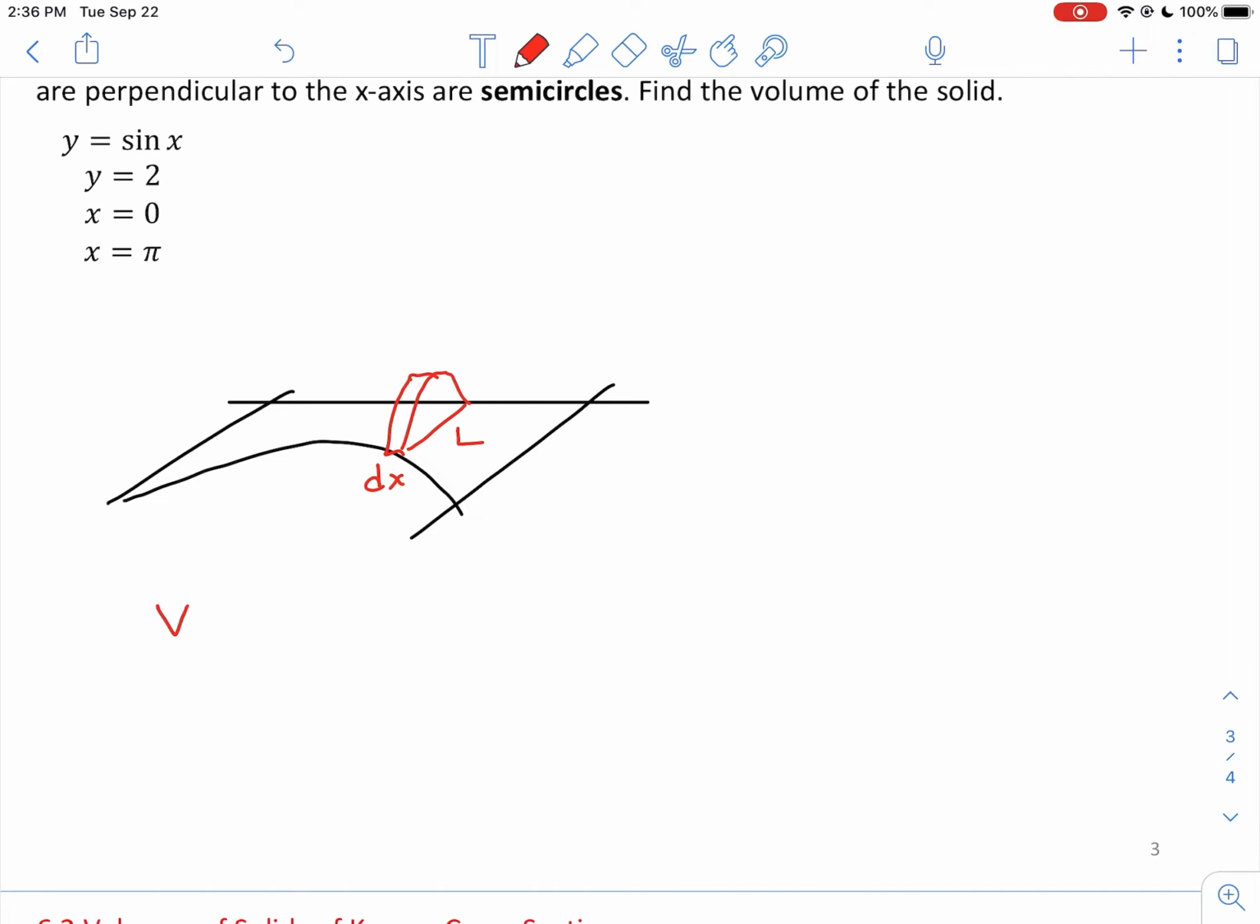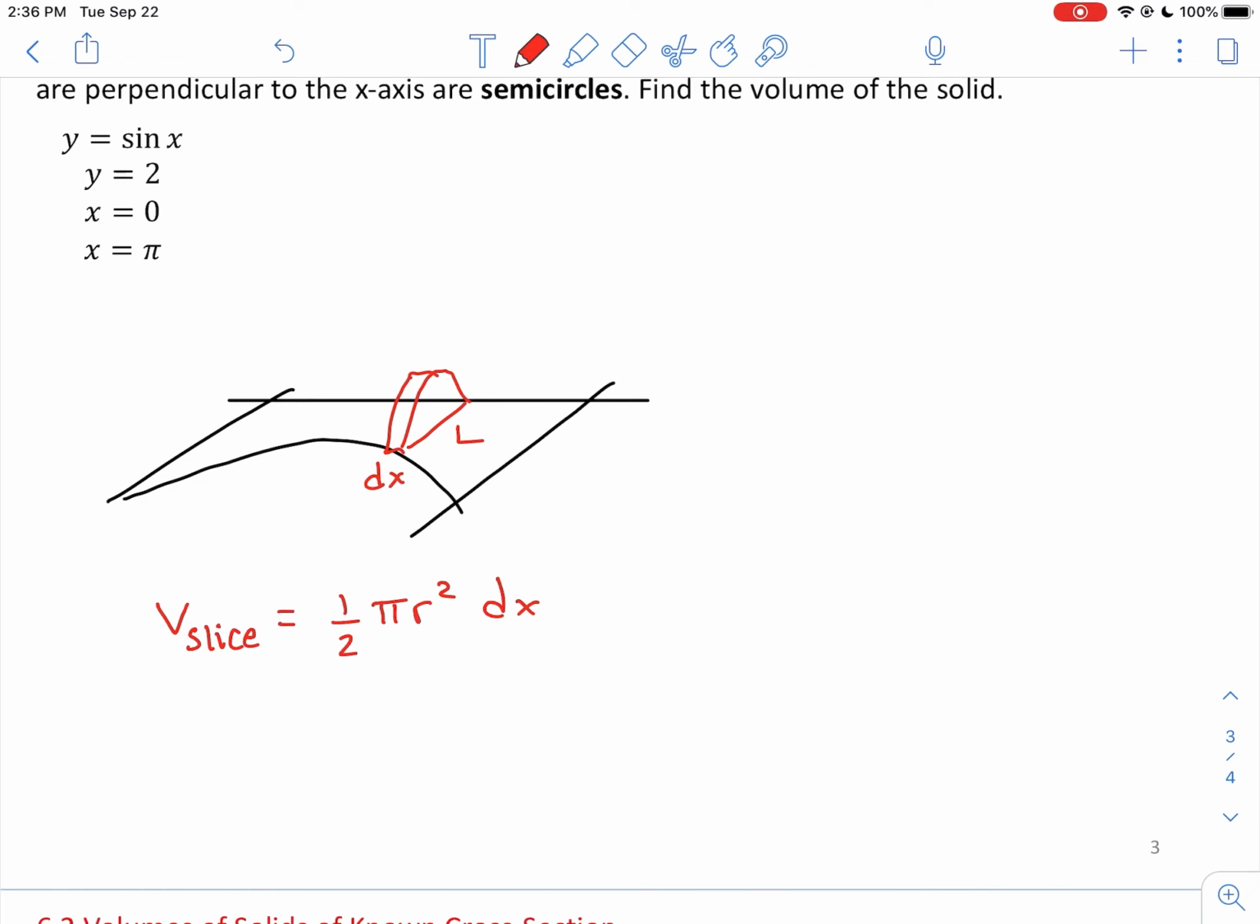So the volume of this slice will be equal to pi radius squared. That'll give me the area of a full circle. Cut that in half. That'll give me the area of half of a circle. And then times the dx will give me the volume of the slice. Okay, now the radius of the circle is L halves. So I could replace this with L halves and then put a square.